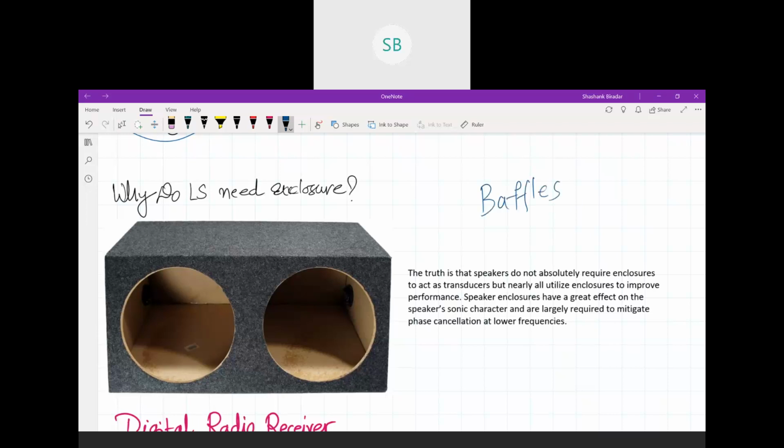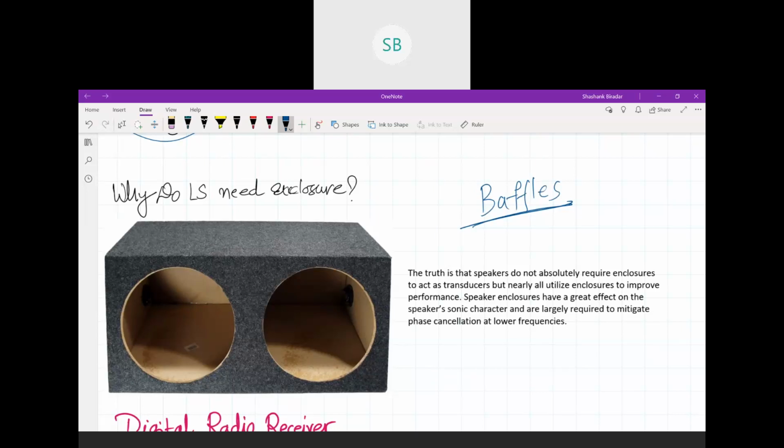Baffles. Okay, a rigid flat material which is used for extension of the edges of the loudspeaker cone is known as a baffle. So what is the necessity, why do we use baffles? Okay, when the cone of the speaker vibrates, it radiates the sound energy in all directions, including the front and back sides of the cone, right?